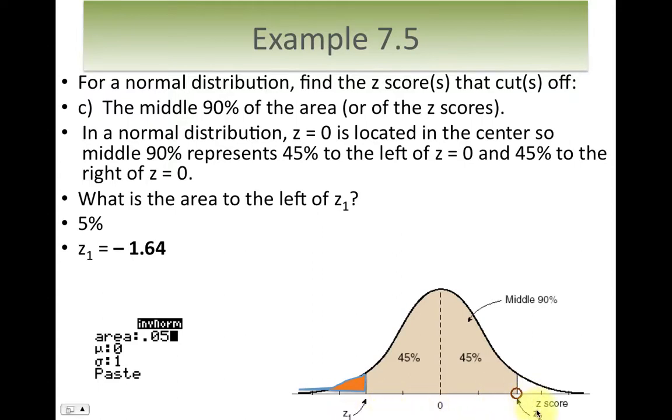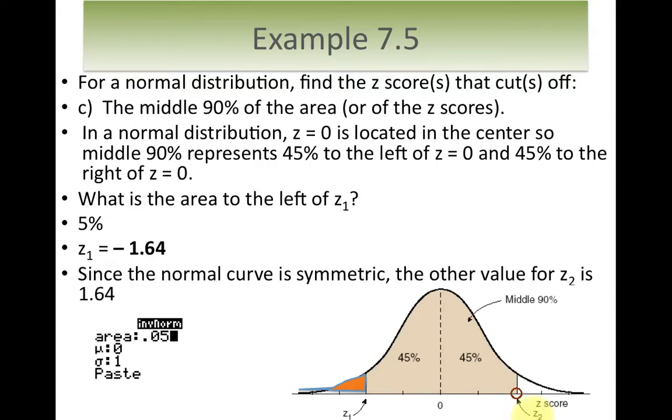Okay, on the other side, z2, there's a couple of ways that we can find z2. We can recognize that the bell curve is perfectly symmetrical with respect to this line at z equals 0. So if this is negative 1.64, z2 has to be a positive 1.64.